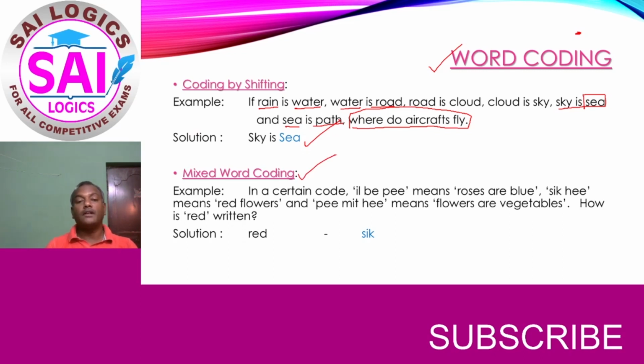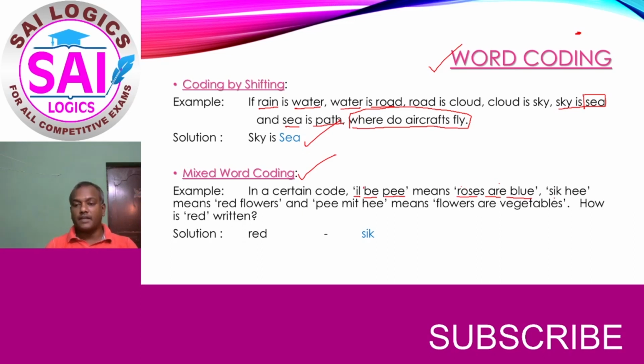Here, if you can see this, in a certain code language, IL, BE, PEE means roses are blue. Here what we have to understand is that roses are blue means IL, BE, PEE. But it is not very clear that roses is IL. We cannot say definitely that roses is IL, are is BE and blue is PEE. We have to find the exact coding for rose and are.